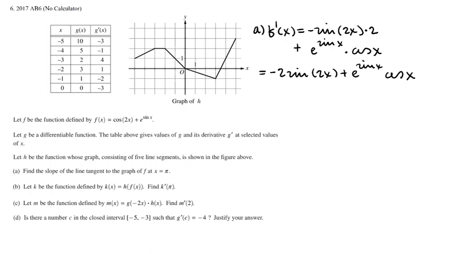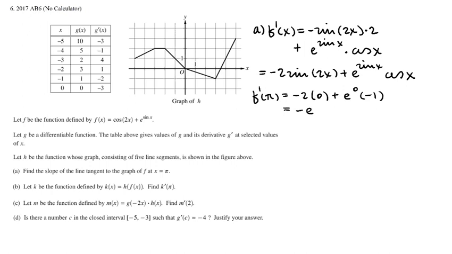All right? Then when I plug in pi, because that's going to be the slope of the line tangent to f at x equals pi, I'm going to have negative 2 sine of 2 pi, well, sine of 2 pi is 0, plus e to the sine of pi, also 0, times cosine of pi, which is negative 1. So all of that to get negative e. That's not so bad once you know what you're doing.